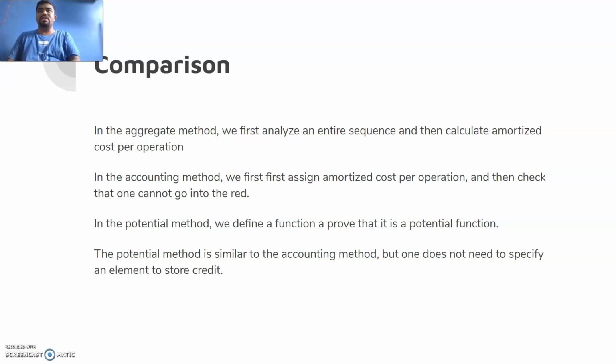So this is it. I hope you have understood the amortized analysis with the help of all the three methods, that is the aggregate method, the accounting method, and the potential method. And with the help of three examples, that is the dynamic tables, then we had the stack, and then the modified stack, and then we had the binary counter. So I hope you have understood.